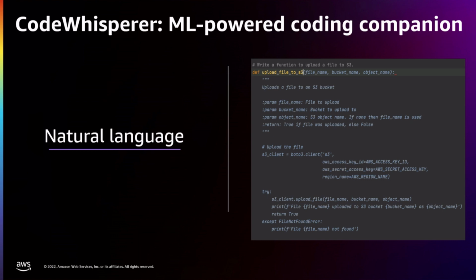CodeWhisperer understands natural language. It means that you write in plain English what you want to do, and it generates entire blocks of code like function implementations. In this case you see on the picture, I wrote, hey, write a function to upload a file to S3. And it generated all those lines at once with the implementation I needed.